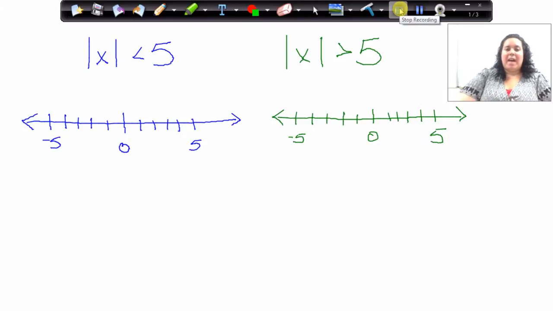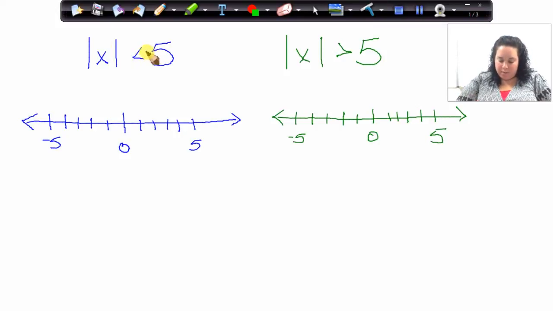Okay, what happens when we have an absolute value in an inequality? For example, if we have the absolute value of x is less than 5, what happens there? Absolute value of x is less than 5. Okay, let's think of some examples. Is the absolute value of negative 2 less than 5? What's the absolute value of negative 2? 2. And is that less than 5? Yes. So this would work.